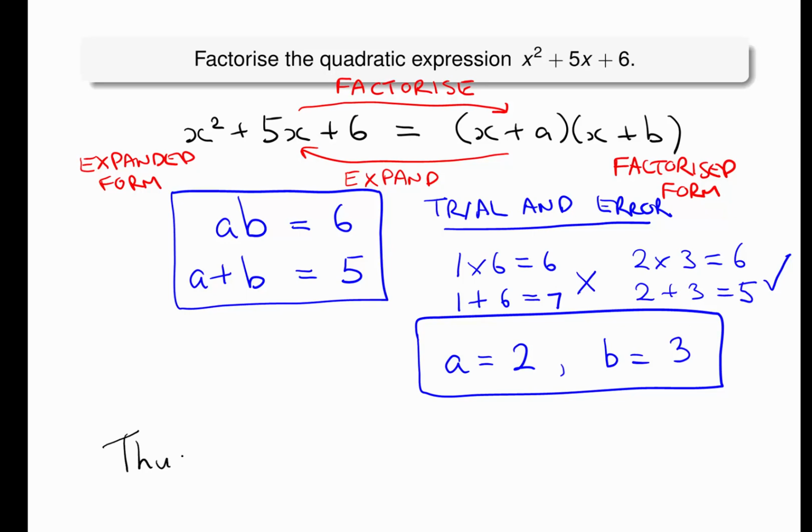Thus, we can factorize our original quadratic, x squared plus 5x plus 6, into the product of two linear factors, x plus 2 times x plus 3.